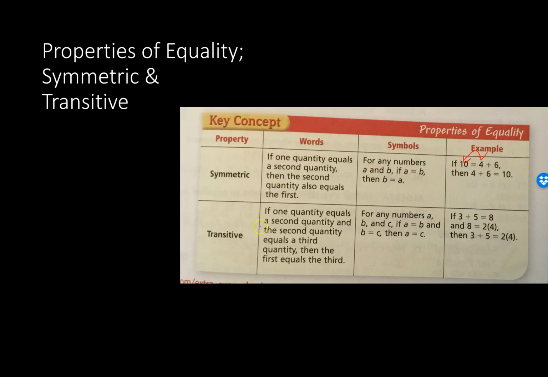Moving on. The transitive property of equality: if one quantity equals the second quantity and the second quantity equals the third quantity, then the first equals the third.